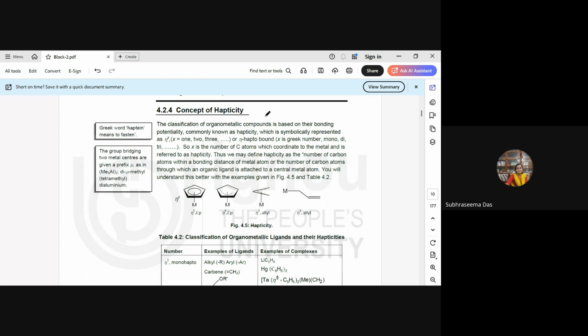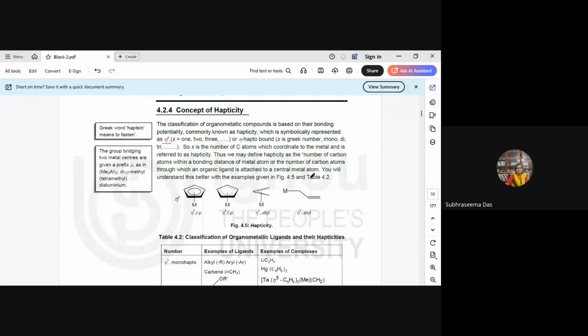This is based on the bonding potential of an organic compound and it is represented as eta raised to the power x. So if eta is equal to 1, then it is monohapto. If eta is equal to 2, it is dihapto. So accordingly we can know the hapticity.